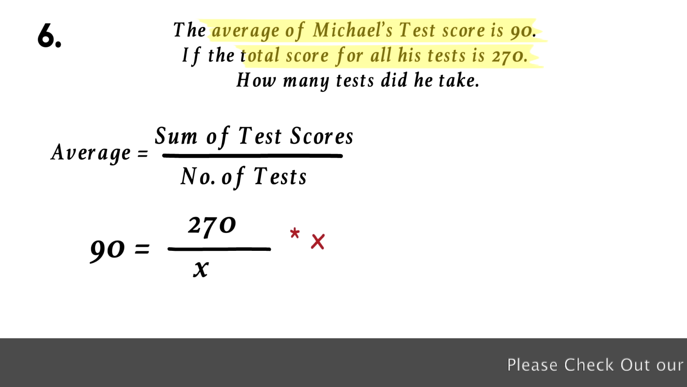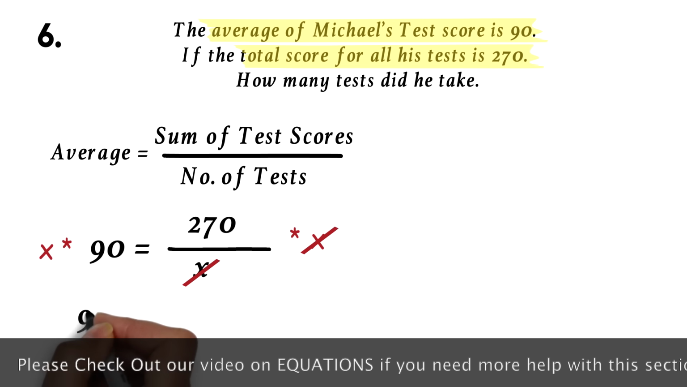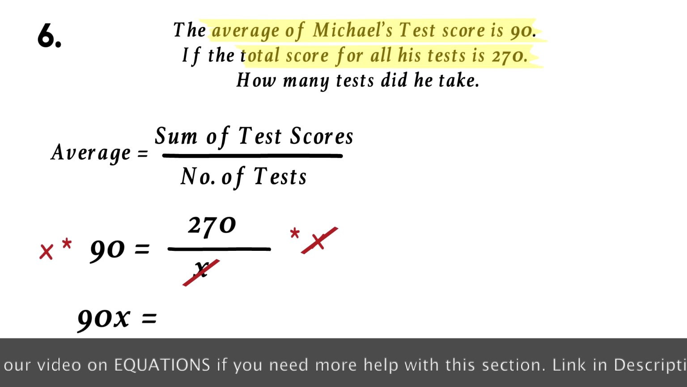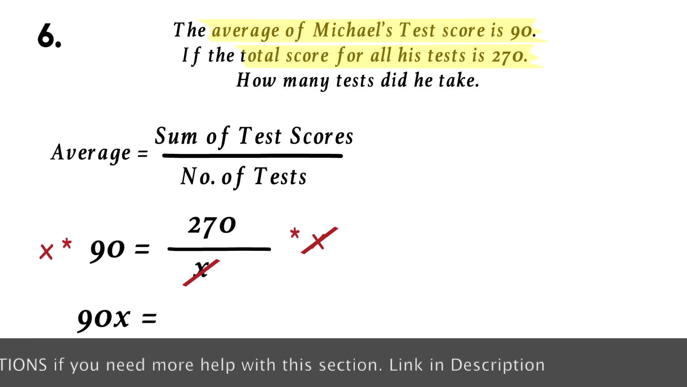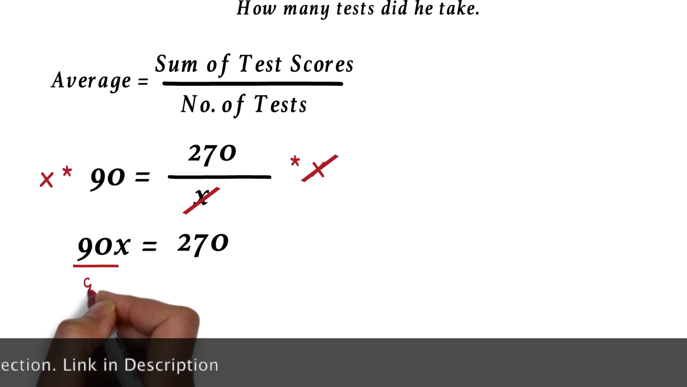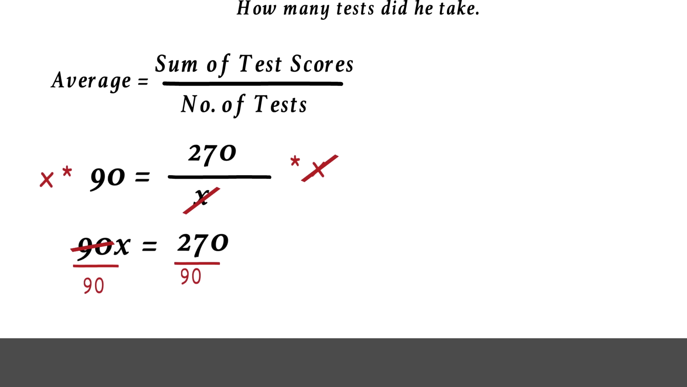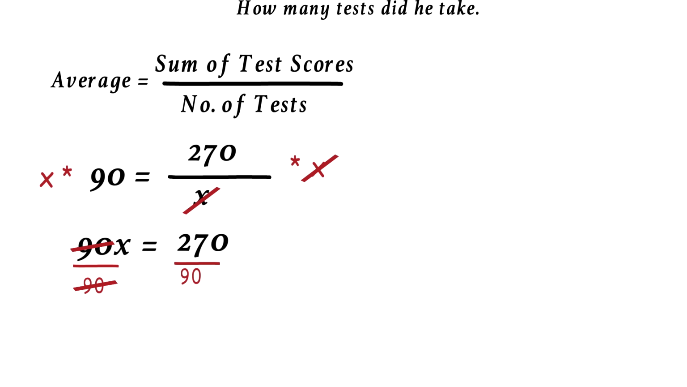We will multiply both sides by x. The x will cancel out. 90 times x is 90x. So we have 90x equals 270. To find the x, we will divide both sides by 90. The 90 will cancel out. 270 divided by 90 is 3. Therefore, the number of tests taken is 3.